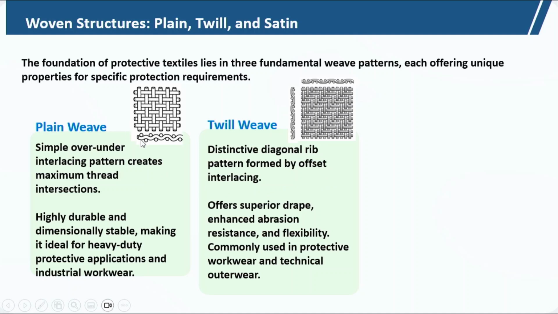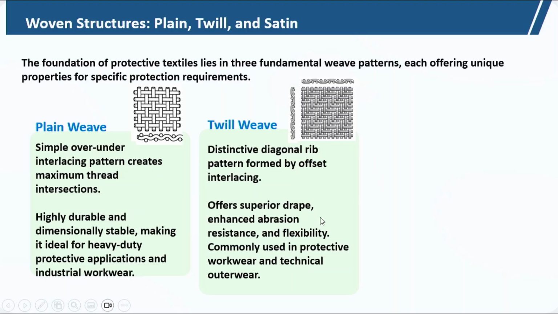Here, it is not just one over, one under; it is an offset, like 2 up 1 down. This type of structure has offset interlacement. But this structure is not as stable or dimensionally stable as your plain weave, due to its lower number of intersections.